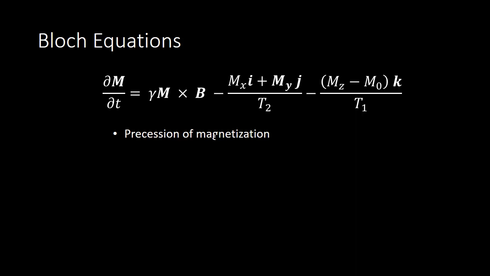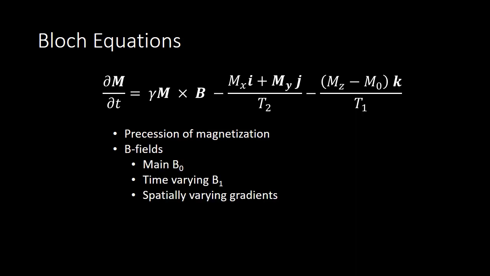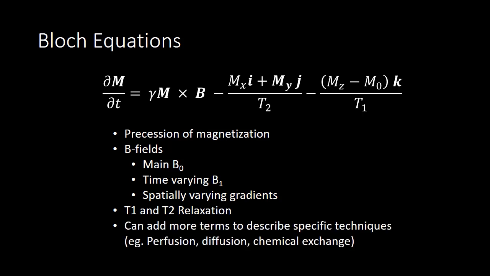And so you can see through this cross product, we can include the precession of the magnetization. We can also include multiple B fields, both the main magnetic field as well as time-varying B1 fields and spatially varying gradients. We can include T1 and T2 relaxation with these exponential time constants. And we can also add more terms. These are very phenomenological, meaning we can add terms to describe different techniques. Things like perfusion, diffusion, chemical exchange can all be included in our Bloch equations, which make them a really powerful tool for modeling our signal.